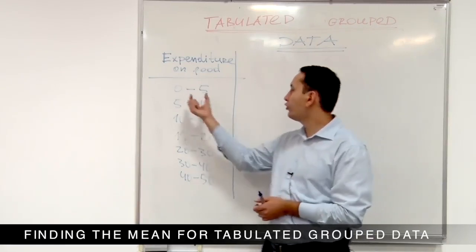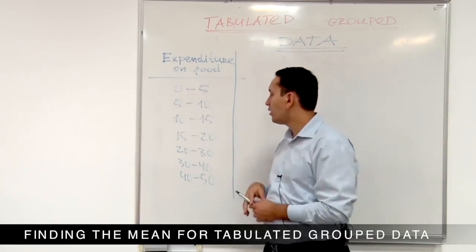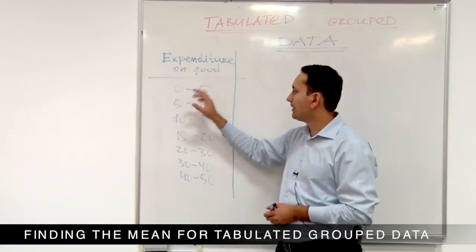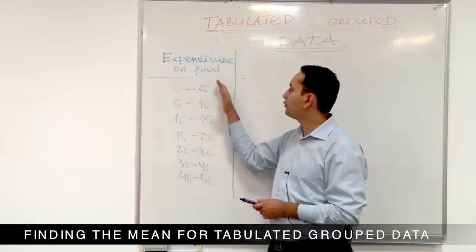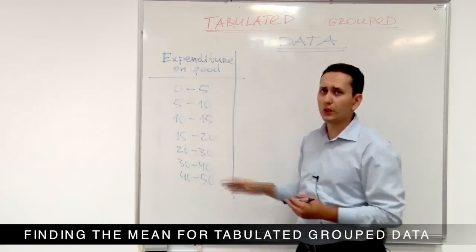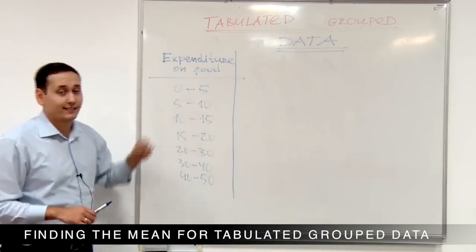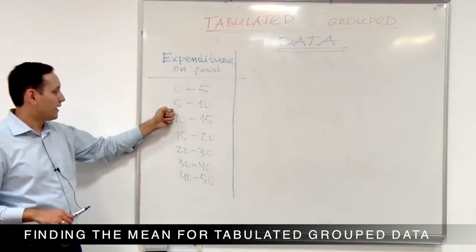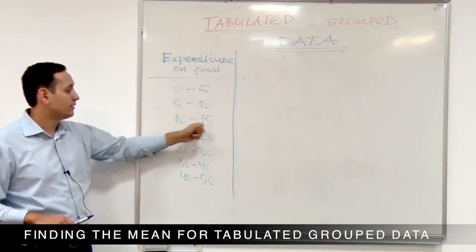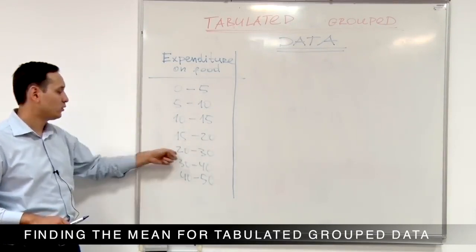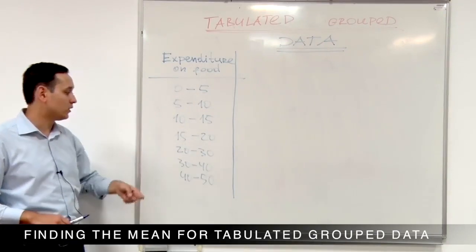So these are groups. What we also should know is this data includes all the numbers up to 5, so 5 is not included in this group. And in the next group, 10 is not included, but it includes 5. 10 is included, 15 is not. 15 is included, 20 is not. 20 is included, 30 is not included.